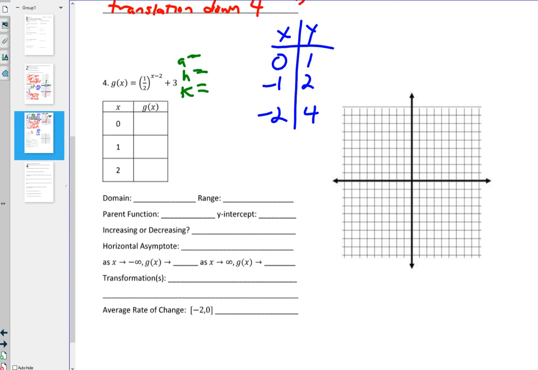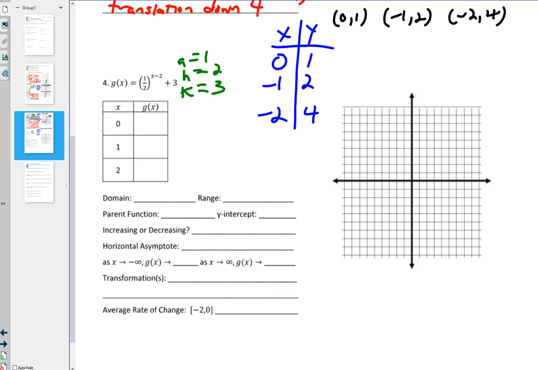Semi-n. What's a here? It is 1. That's good. We don't have to worry about any multiplying. Getting more a. What's h? And what's k? Excelente. So let's get these starting points: 0, 1, -1, 2, and then -2, 4.